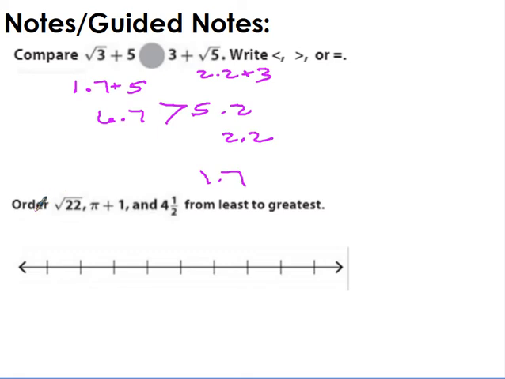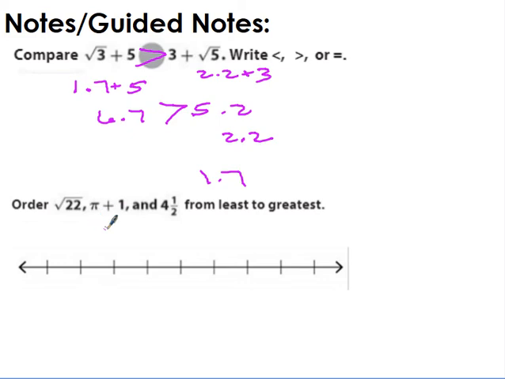You also might have to order from least to greatest on a number line, and you might have multiple values. So I have a fraction, an imperfect square, and then pi plus 1. I am ordering all three of these values from least to greatest on a number line. So let me put this in there too. What I want to do is make them all look like decimals, and then place them on the number line.